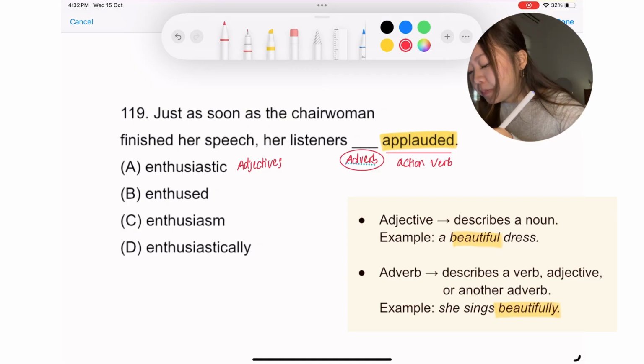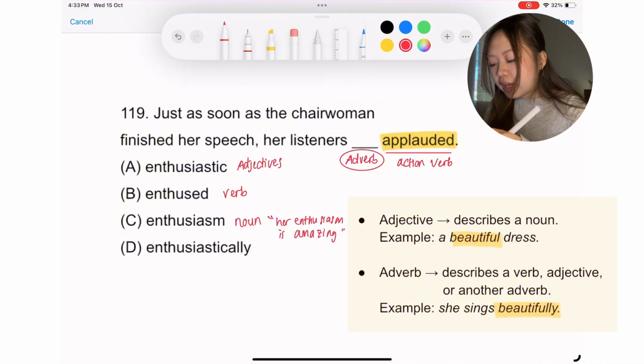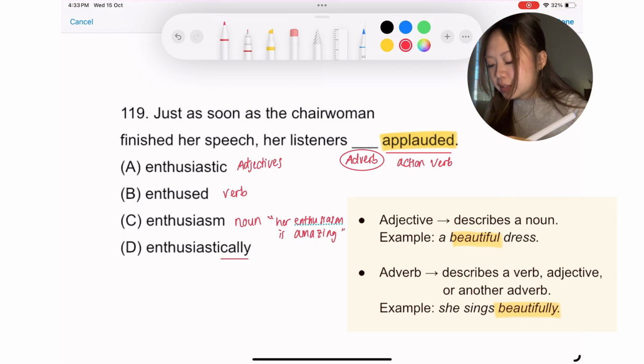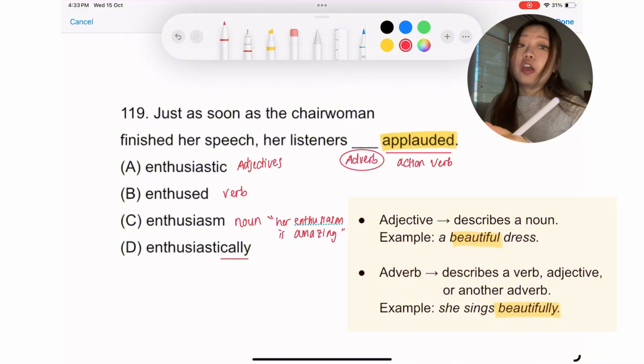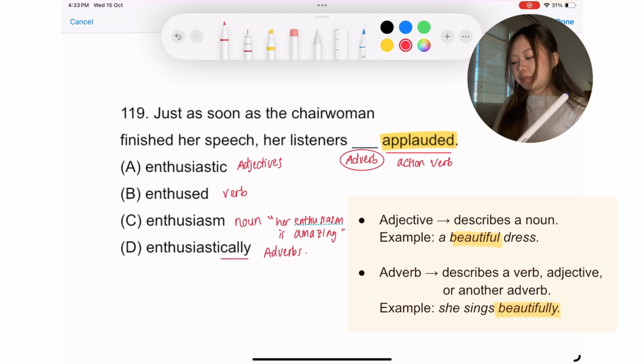So, A doesn't fit. B, enthused. That's actually a verb form, so it doesn't fit either. C, enthusiasm, that's a noun. For example, her enthusiasm is amazing. And D, enthusiastically, ends with ly or sometimes ally, which are the common endings for adverbs. For example, quickly, carefully, dramatically. So these are adverbs because they describe how an action happens. So the answer is D, enthusiastically.